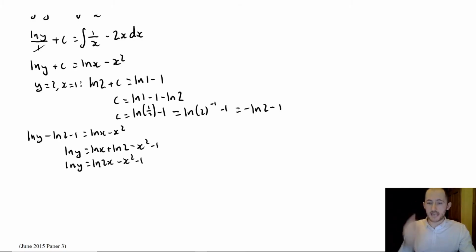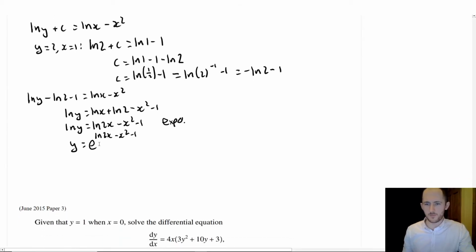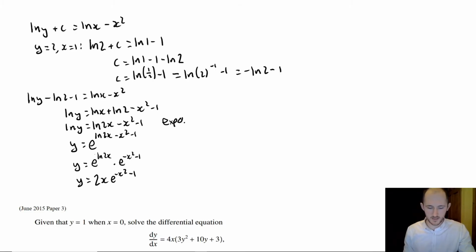Now I'm going to exponentiate both sides. So I'm just going to call it expo for now. So we have y equals, now you're probably looking at this and you're probably going to start throwing up violently. But what we can do is remember when you have your power laws, your indices laws, yeah? What we can write this as is e to the ln 2x multiplied by e to the minus x squared minus 1. So what we have here is 2x e to the minus x squared minus 1, which is completely fine.